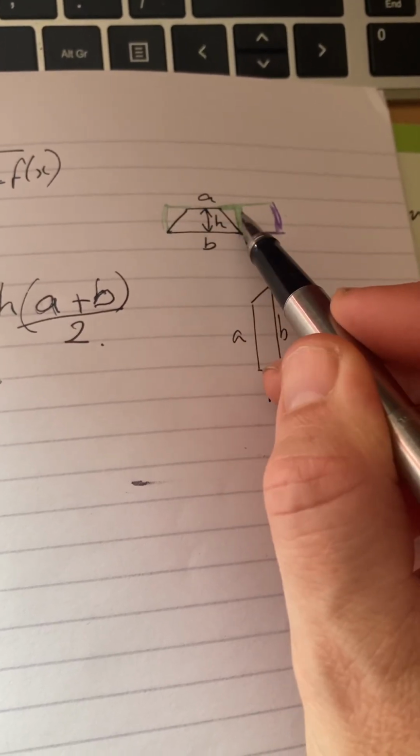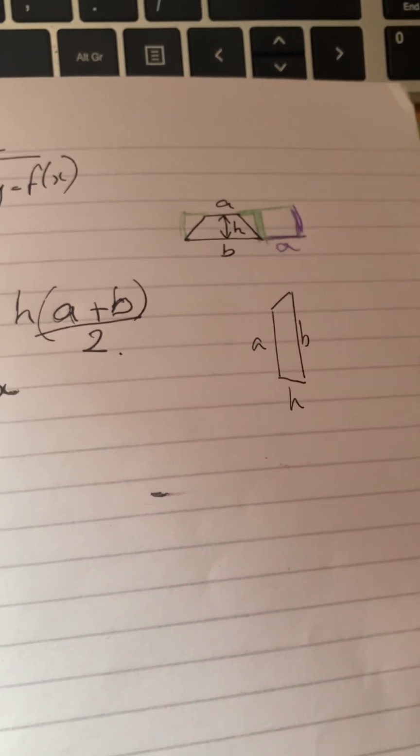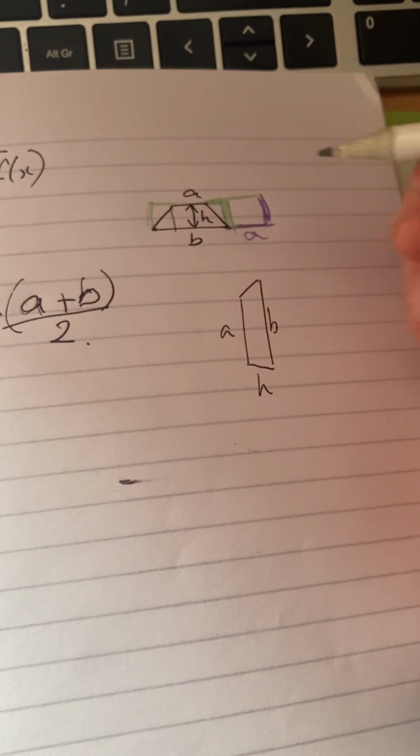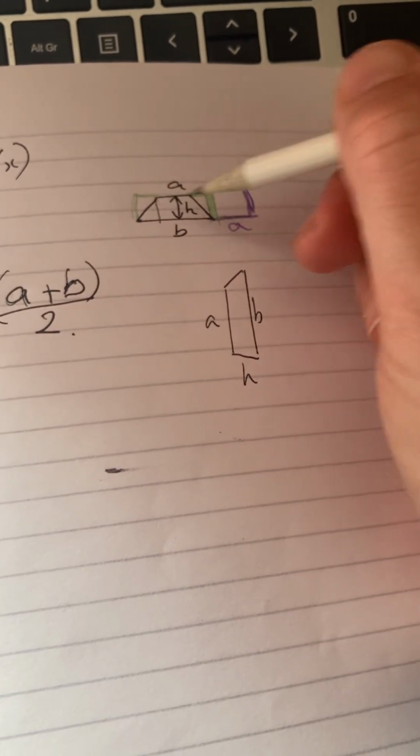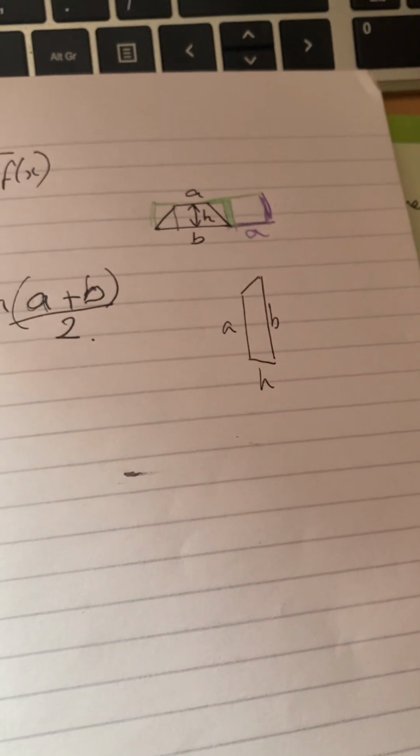The rest of the area that's left will be the same size as this area. You could split it up into rectangles and all of this, so you could then see exactly why it's half. But I'm not going to go through that now.